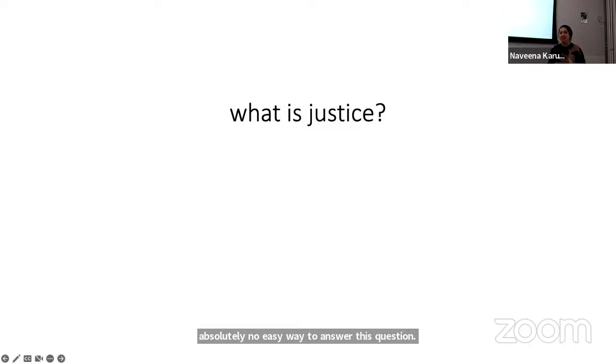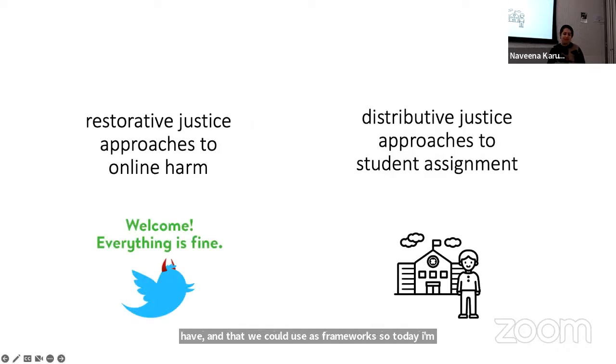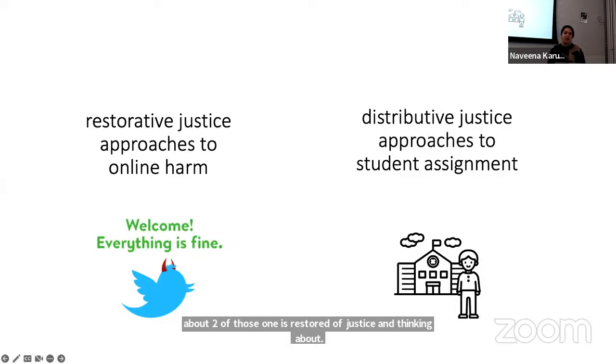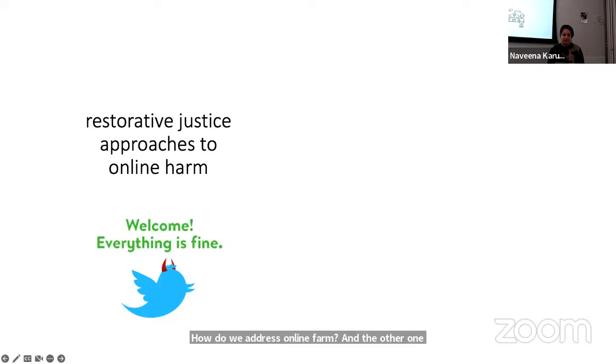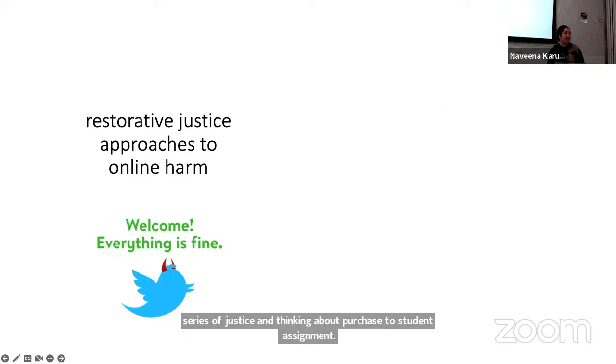But one thing that I think is really helpful is to think through these different theories of justice that we do have and that we could use as frameworks. So today I'm going to talk about 2 of those. One is restorative justice and thinking about how do we address online harm. And the other one is distributive justice and thinking about approaches to student assignment. So I'm going to start by talking about restorative justice.